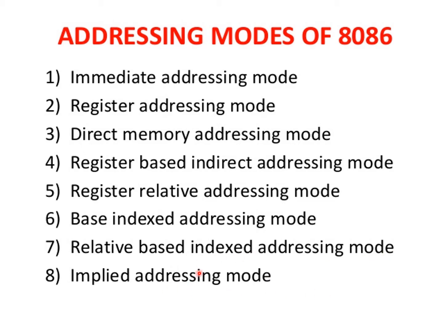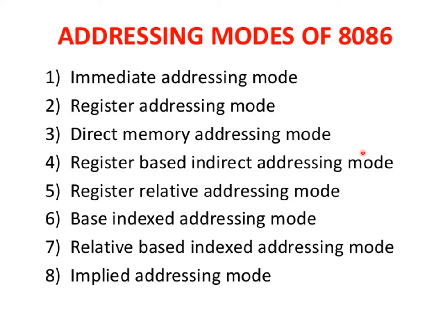In today's class I'm going to discuss the first 4 addressing modes. Those are very important and we use them in general in all applications. When you write a program, in most cases, a general purpose application like an arithmetic or logical application, the basic level programs, we will use the first 4: immediate, register, direct memory, and register based indirect addressing modes.